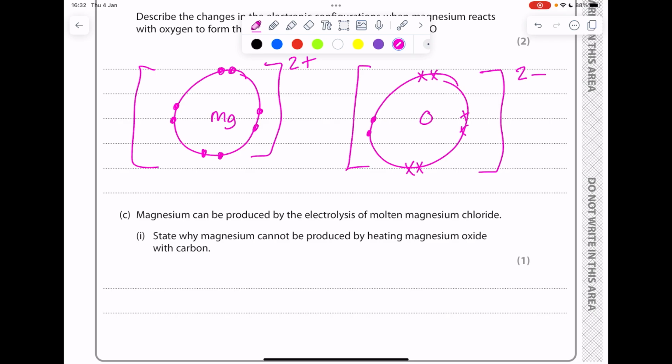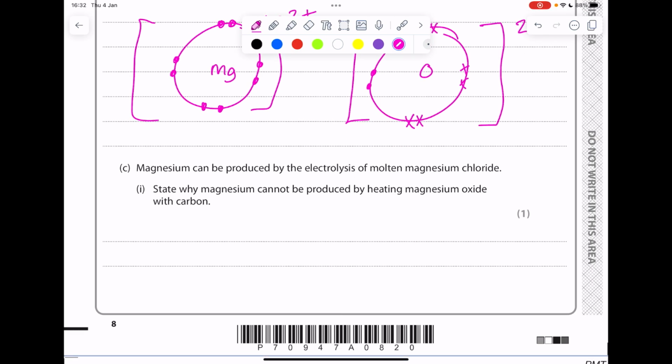Magnesium can be produced by the electrolysis of molten magnesium chloride. State why magnesium cannot be produced by heating magnesium oxide with carbon. This is all to do with the reactivity, because magnesium is more reactive than carbon.